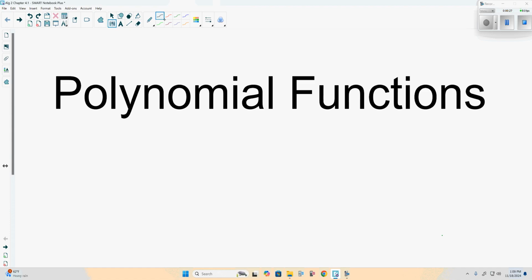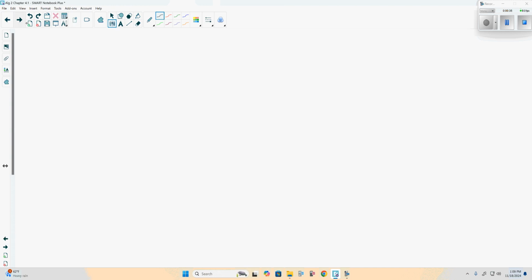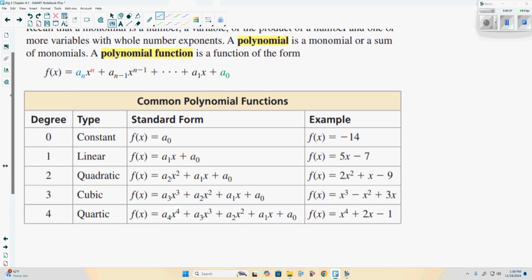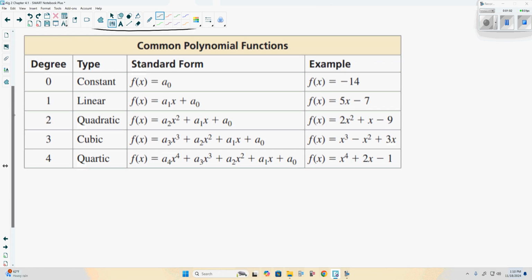All right, guys. Polynomial functions. So this here is just a continuation of what we did before, our matrices. Now, polynomial functions, quadratics are a type of polynomial function. We're just expanding upon it to higher degree polynomial functions. A polynomial is a monomial or a sum of monomials. And this here is just how we can write the general form for any polynomial function that we want. There's 5 types of polynomials that we have listed here.